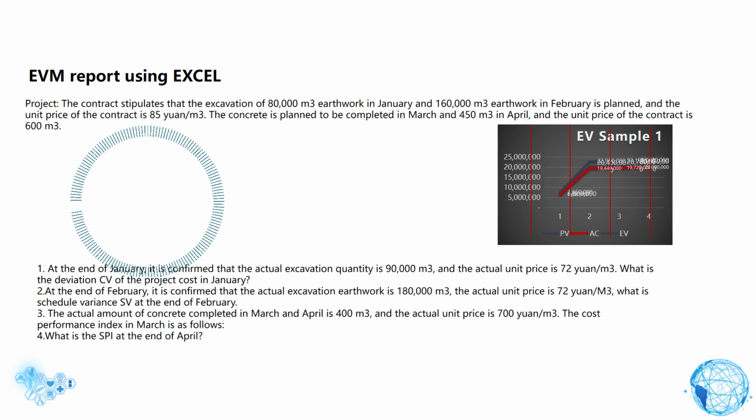2. At the end of February, it is confirmed that the actual excavation earthwork is 180,000 cubic meters, the actual unit price is 72 yuan per cubic meter. What is the schedule variance SV at the end of February?